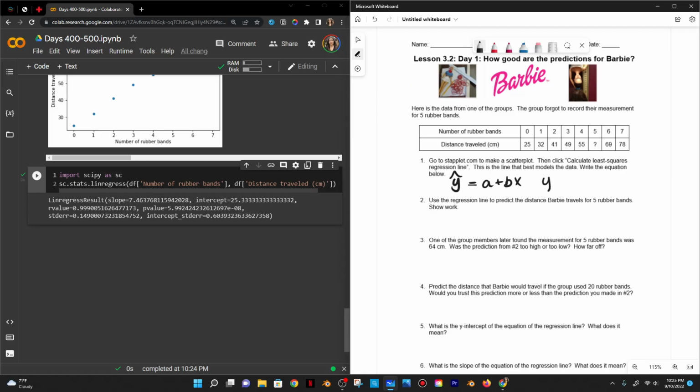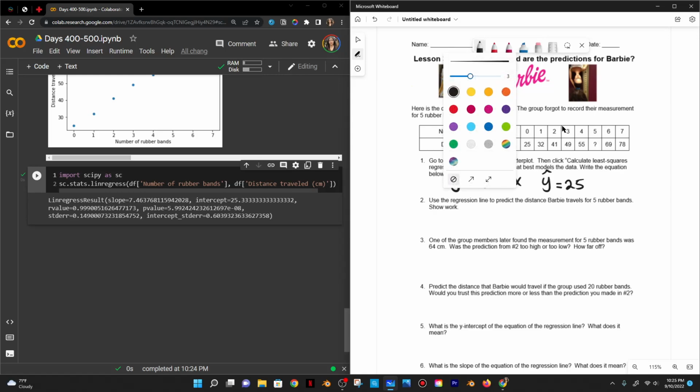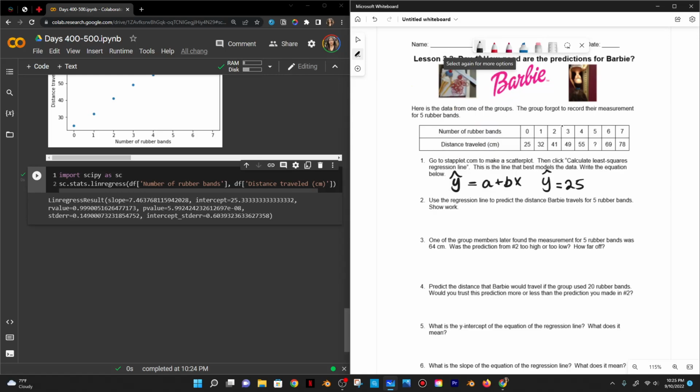It would be predicted y is equal to the y-intercept, which in this case is 25. I'm just literally going to say 25 right now. And then it would be plus, and then the slope, which would be 7.40. Actually, maybe I shouldn't just say 25. That's probably bad syntax here. Let me do 25.33 plus the slope, which is 7.4638, and then x.